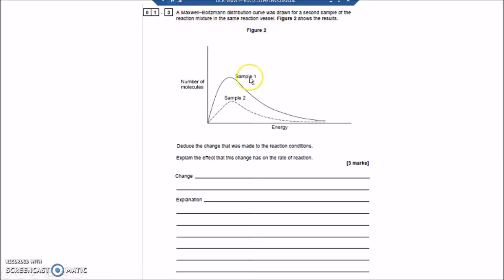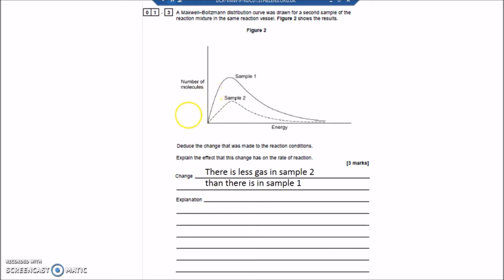Let's have a look at what's happened here. So deduce the change that was made. Well, this time the area underneath the curve has changed, and the area underneath the curve for sample 2 here, this area, is less than all of this area. So in actual fact, sample 2 has got less gas in it than sample 1. There's less gas in it because the number of particles represented by the area underneath the curve has gone down. So the change is that there's less gas in sample 2 than there is in sample 1.